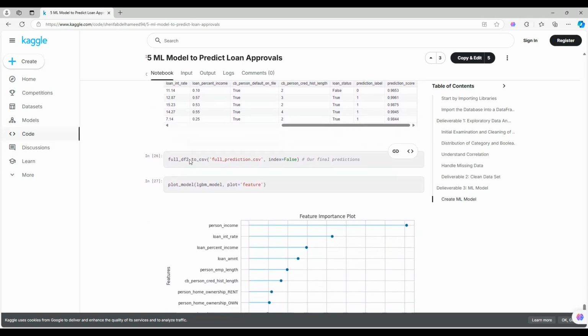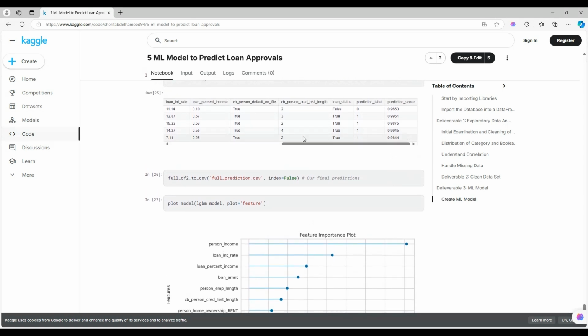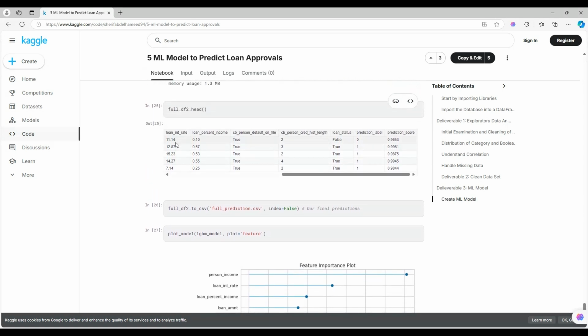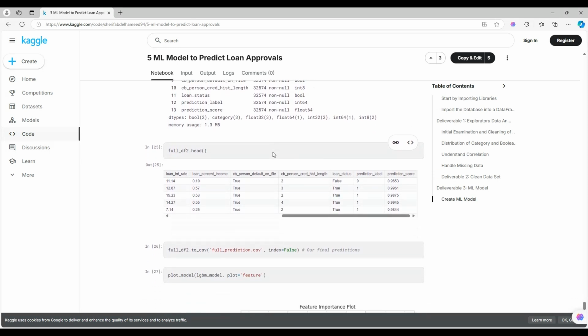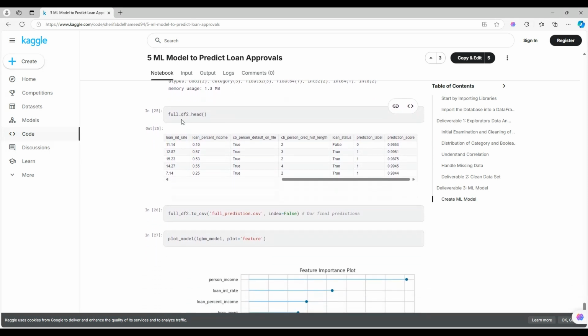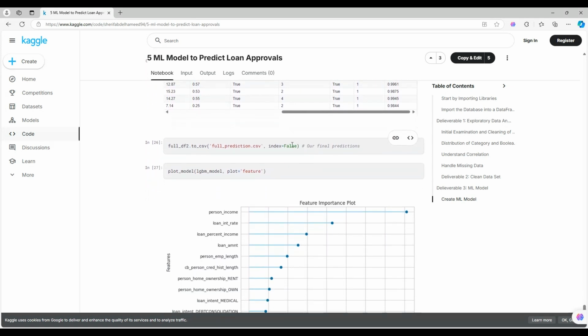And we can save that as CSV. This will be our final predictions. Of course, this is just the head, so it gives you like 5, I think, rows, 5 entries. But we have, as we said, more than 32,000. So we should take a look at the CSV. We will ignore the index. We don't want it to re-index the entries. Just do not use an index. Just leave it as is.